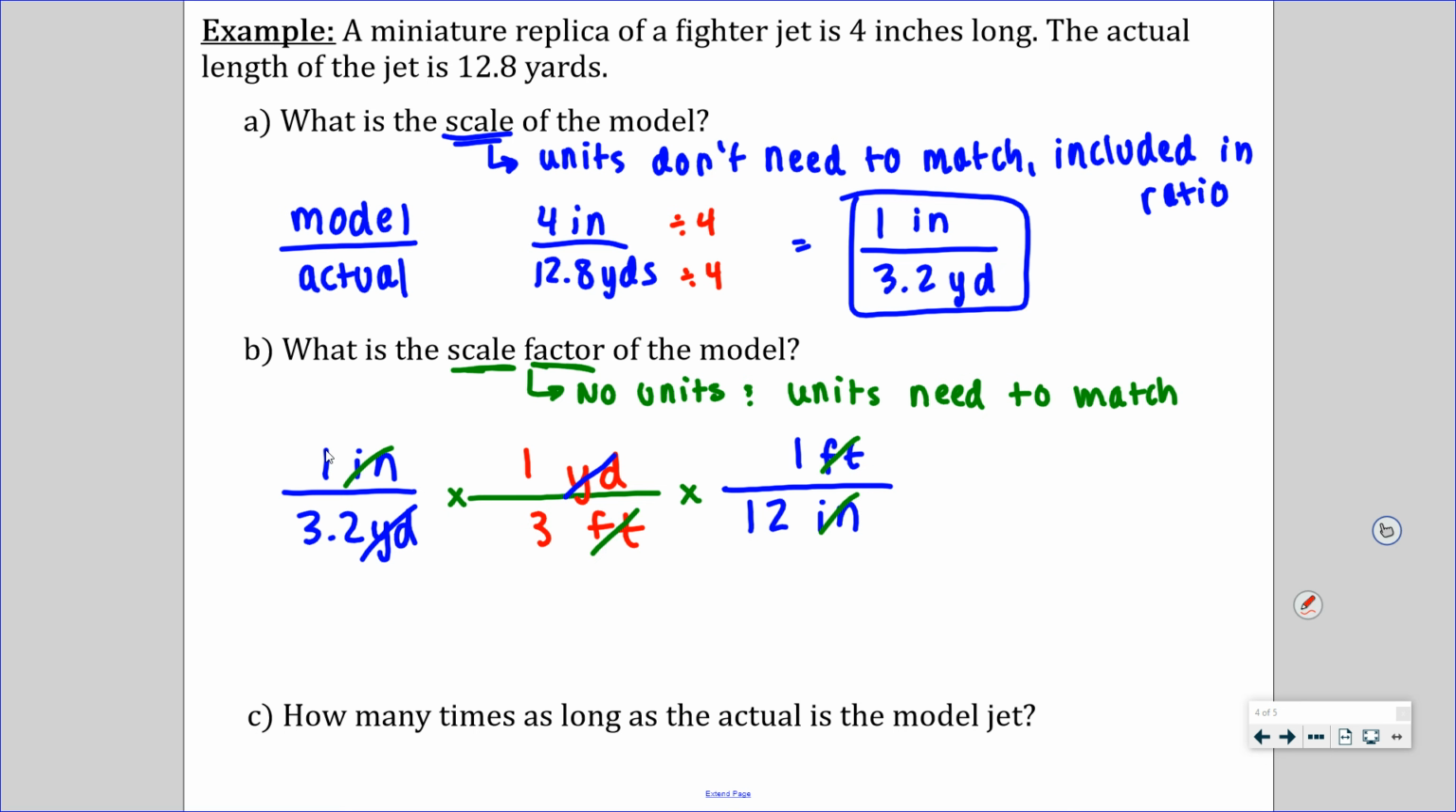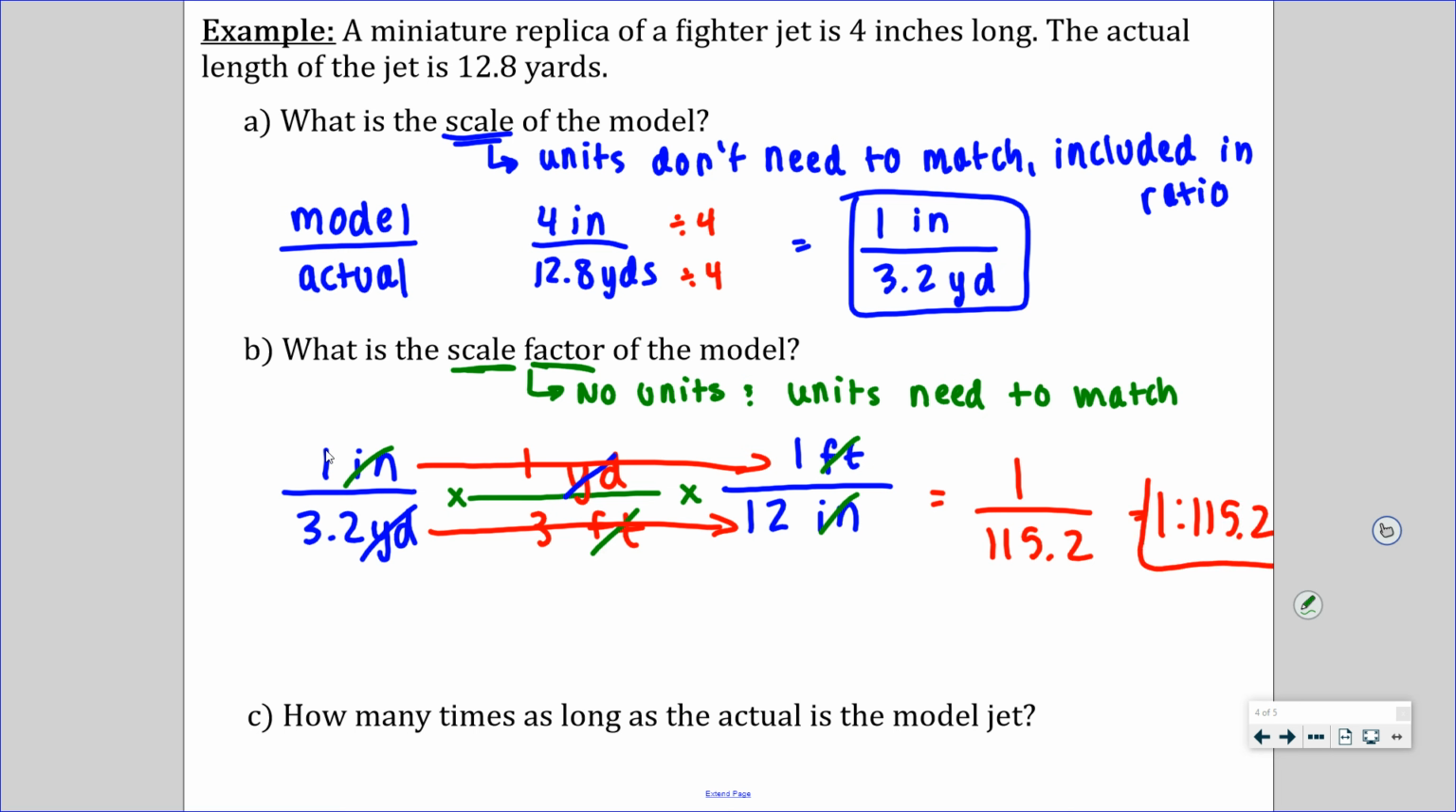All right, so to multiply these, please, you don't cross multiply fractions. That's proportion. You multiply straight across. We multiply fractions. So you get 1 over 115.2. Or you might see it on the back of the textbook or on the worksheet key written as a ratio, but I'm okay with either of those answers. I usually write ratios as fractions. So either of those are fine.